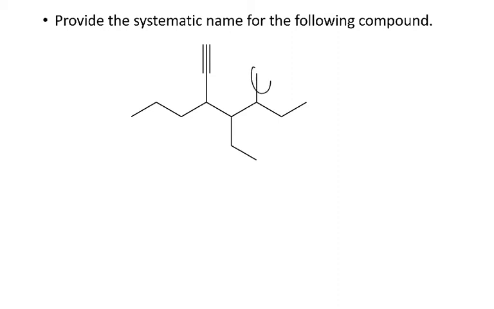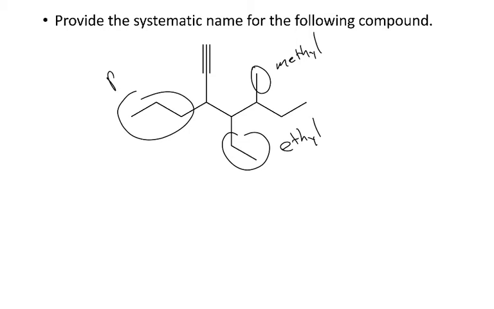So I have a methyl, an ethyl, here's a straight chain 3 carbon, so that's going to be propyl. And so when I go to name this, the numbering needs to be so that the alkyne, the carbon-carbon triple bond, has the lowest possible number. So I'm going to start numbering here. So 1, 2, 3, 4, 5, 6, 7.